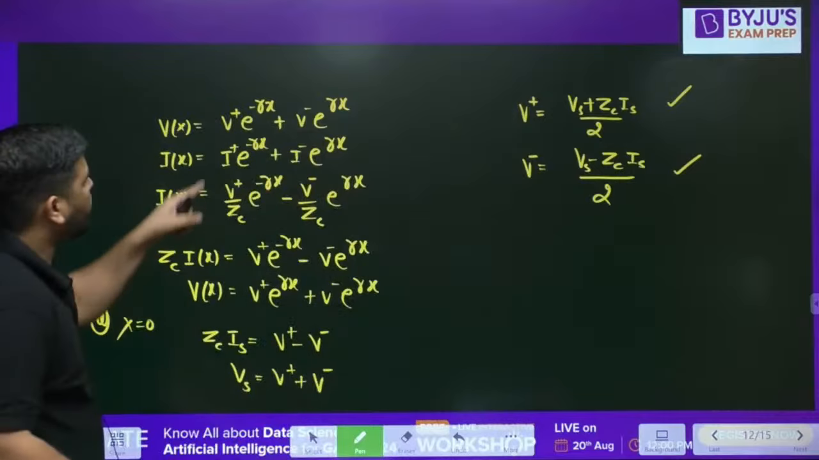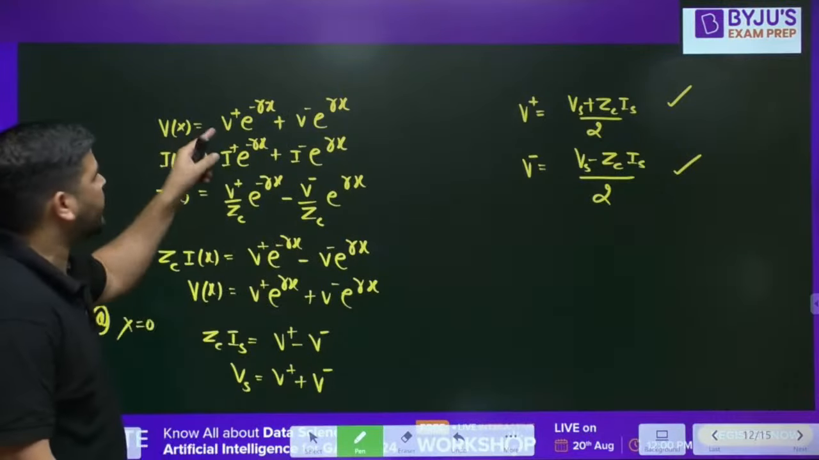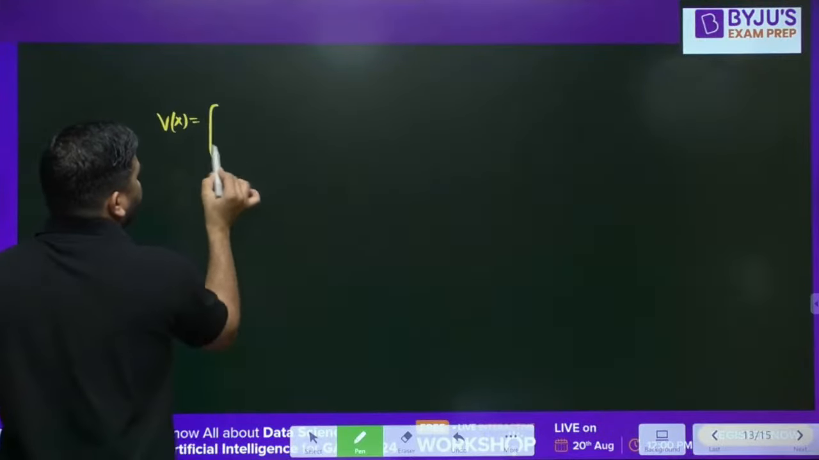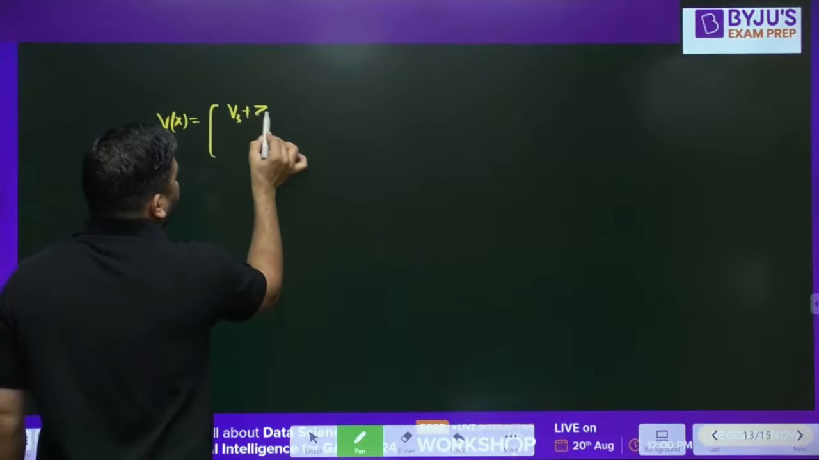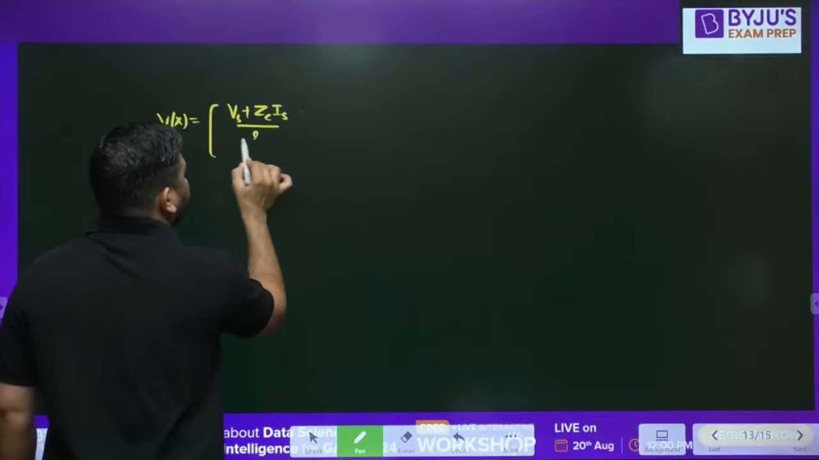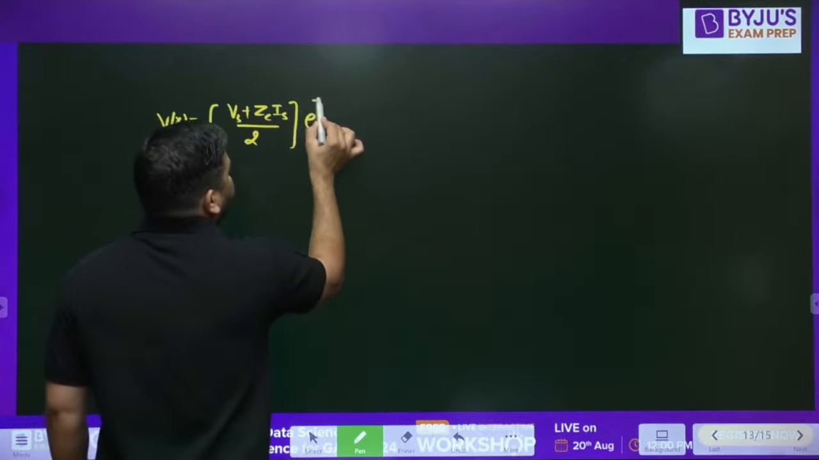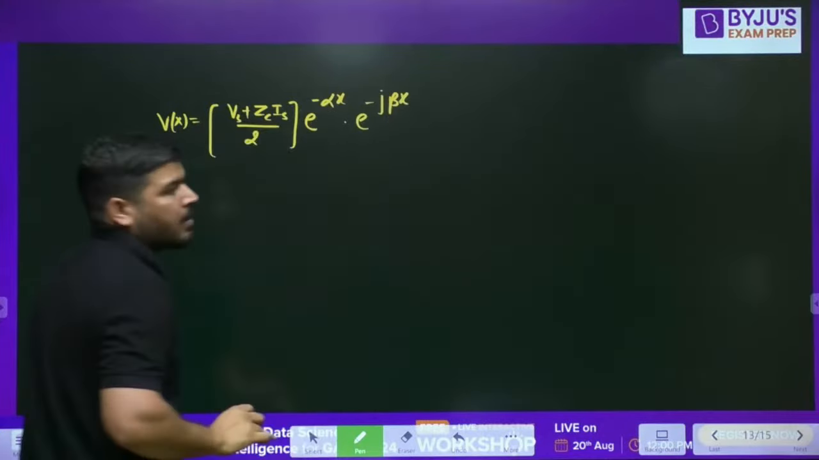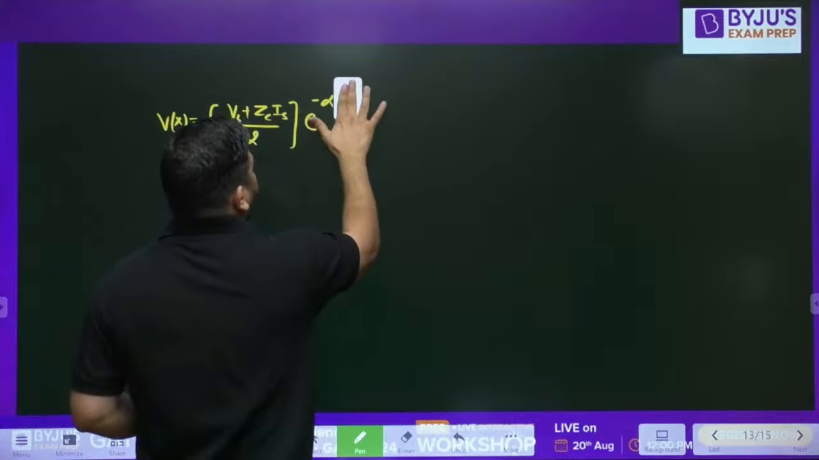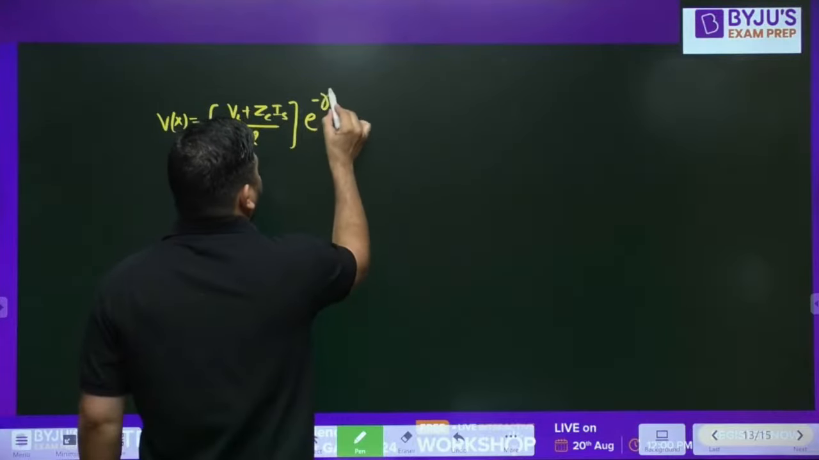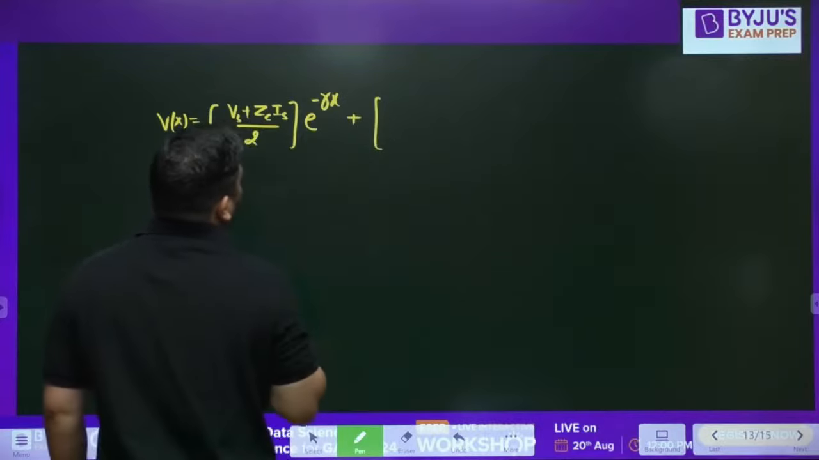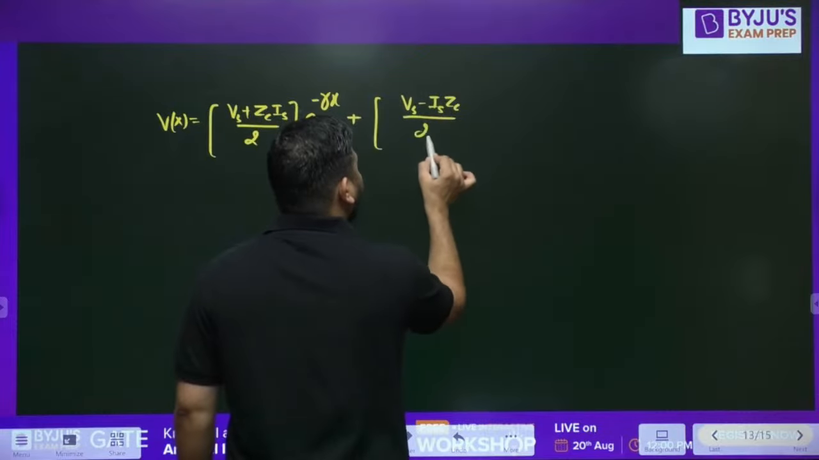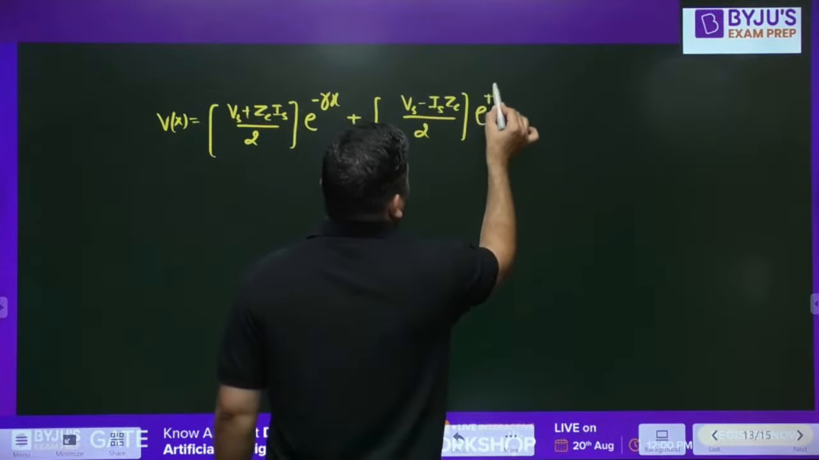Now we can put these values in and calculate the Vx expression. Vx will be equal to V plus, which is Vs plus Zc into Is by 2, into e to the power minus gamma x, or e to the power minus alpha x into e to the power minus j beta x, plus V minus, which is Vs minus Is into Zc divided by 2, into e to the power plus gamma x.